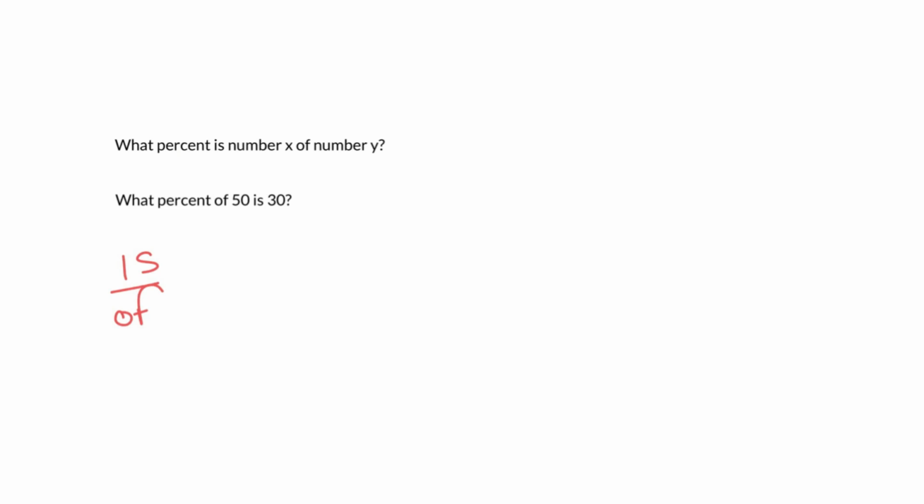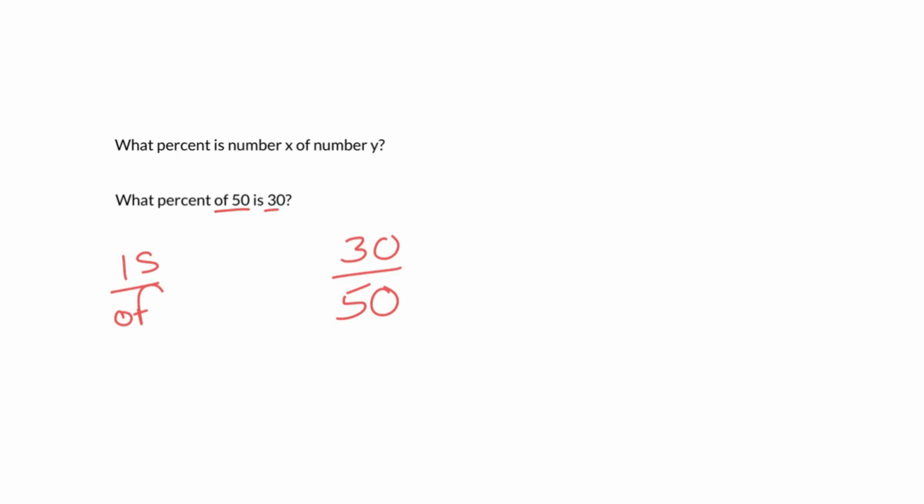That means that whatever number comes sometimes before or after the "is" is going to be on top, but always whatever number comes after the "of" is going to be your whole. So if we look at this particular problem or example, the number 50 comes after the word "of." That means that it's going to go on the bottom of this fraction. And 30 comes after the word "is," so it goes on the top of this fraction.